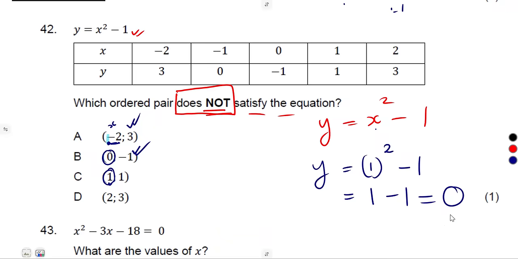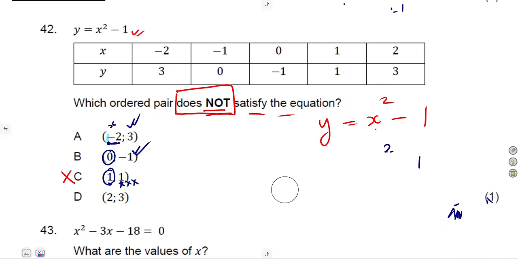For the 0 that we should have obtained, it is giving us a 1. There is a 1 there. It is not what we're supposed to get. So it does not satisfy. We input 1 expecting to get a 0, but we are getting a 1. So that does not satisfy.